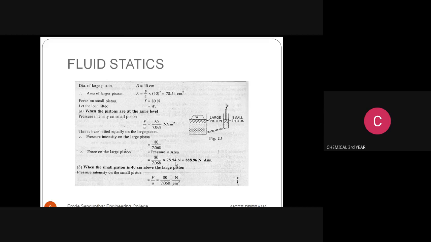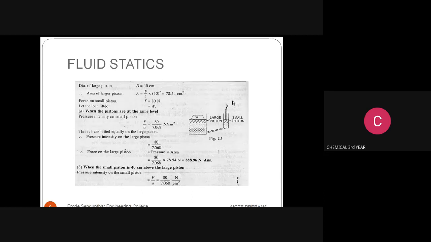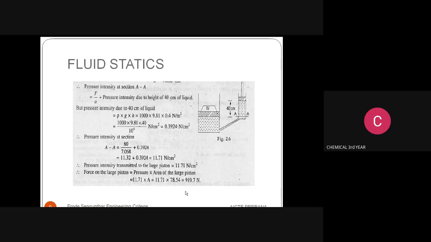Find the load lifted on the large piston when the small piston is 40 centimeters above the large piston. You can take a look at this figure. So when the small piston is 40 centimeters above the large piston, the pressure intensity on the small piston that we know is force by area, F by A, 80 by 7.068 Newton per centimeter square.